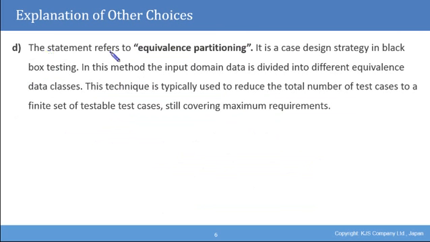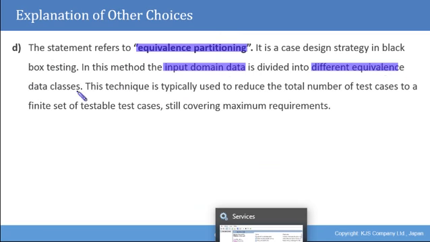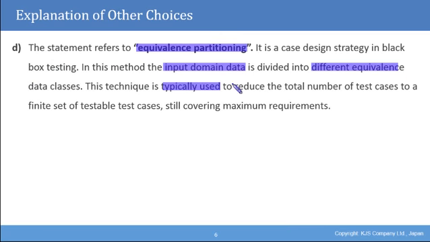And finally, for D, the statement refers to equivalence partitioning. It is a case design strategy in black box testing. In this method, the input domain data is divided into different equivalence data classes. This technique is typically used to reduce the total number of test cases to a finite set of testable cases, still covering the maximum requirements.